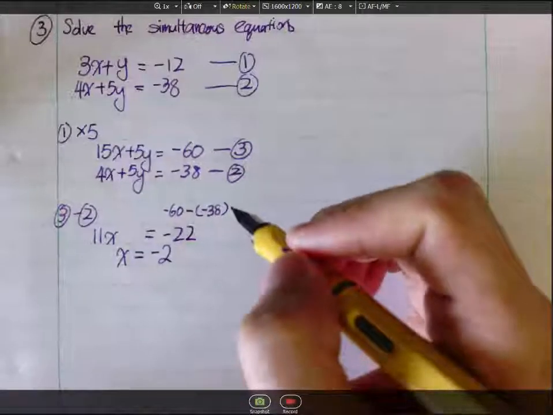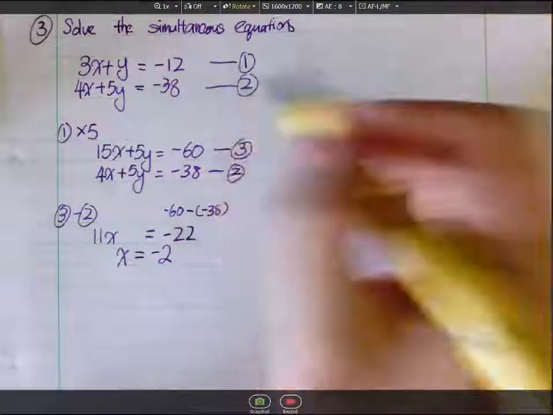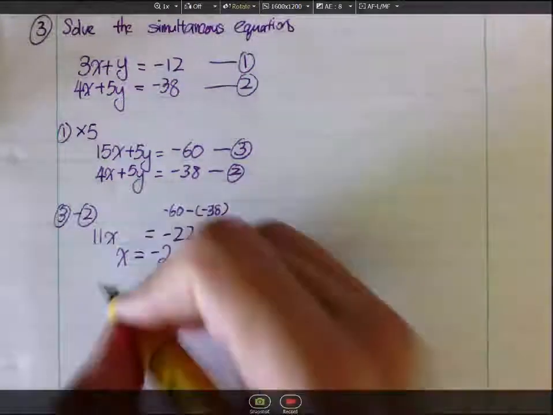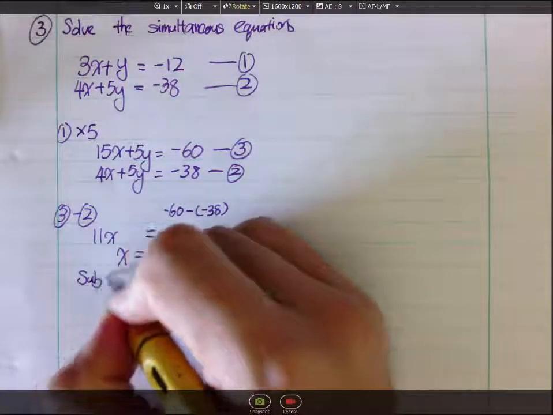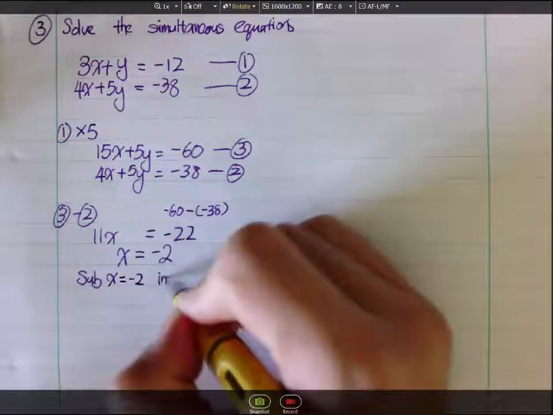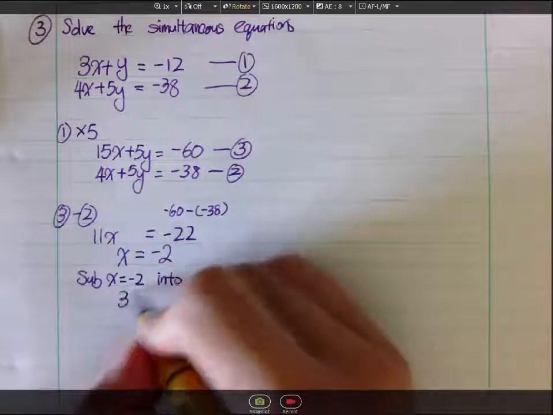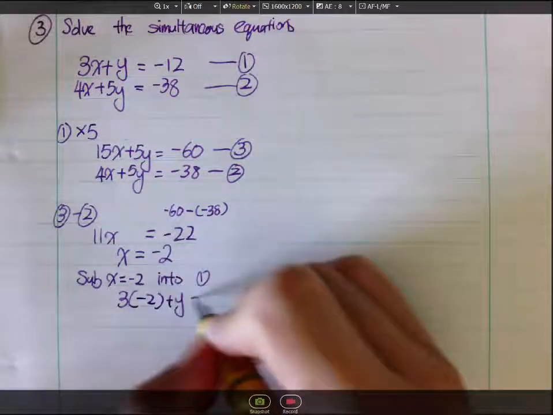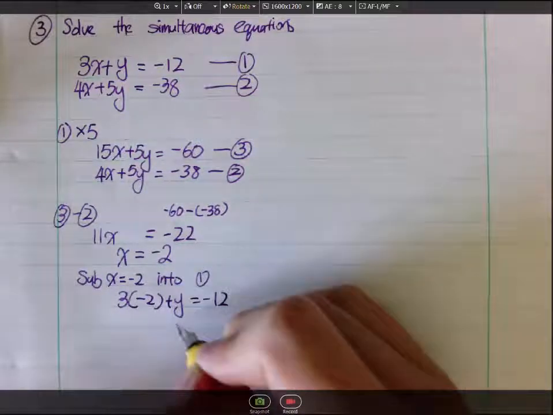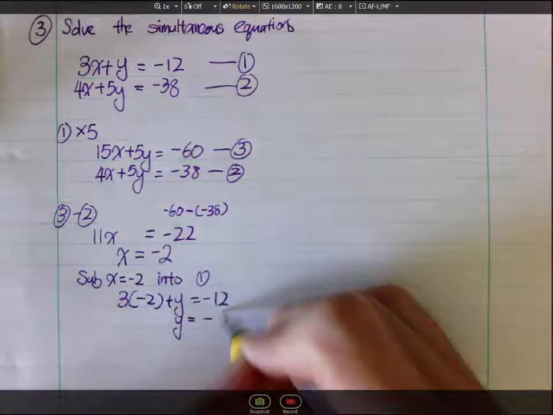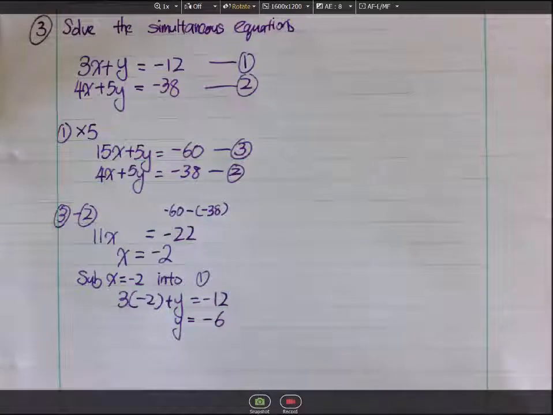Then we just simply substitute into either equation 1 or 2 to get my y value. So I substitute x equals negative 2 into equation 1. So 3 times negative 2 plus y is negative 12, negative 6 plus y. And y, when you solve, will give you negative 6. And that is example 3.